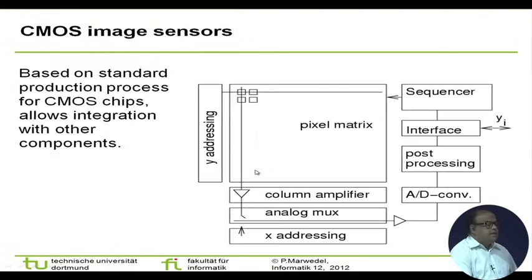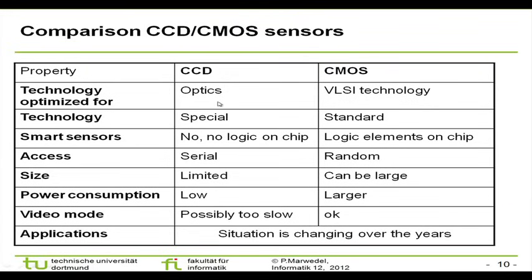On the other hand, there is the CMOS based image sensor, where we have an array of pixels sensed in rows and columns, and we have an analog multiplexer, and we are doing the analog to digital conversion and all those things. Now, both of them have their pros and cons. CMOS is VLSI technology and CCD is optical technology.